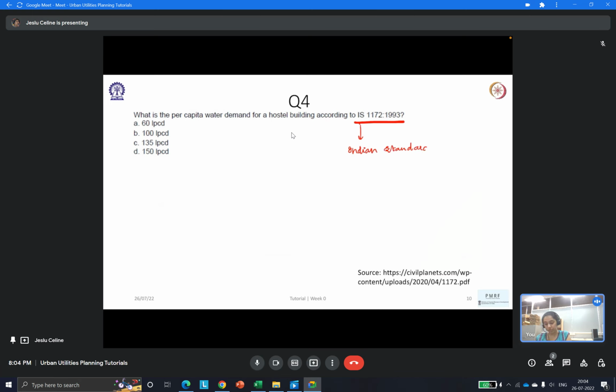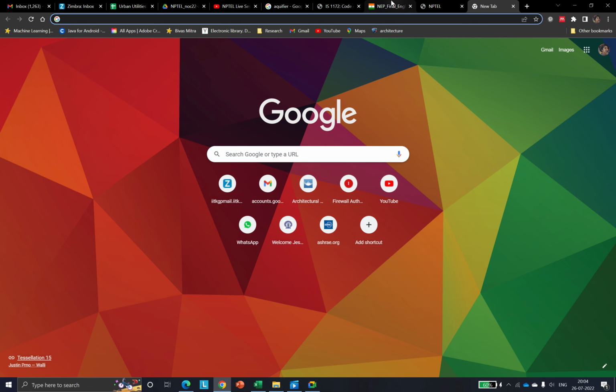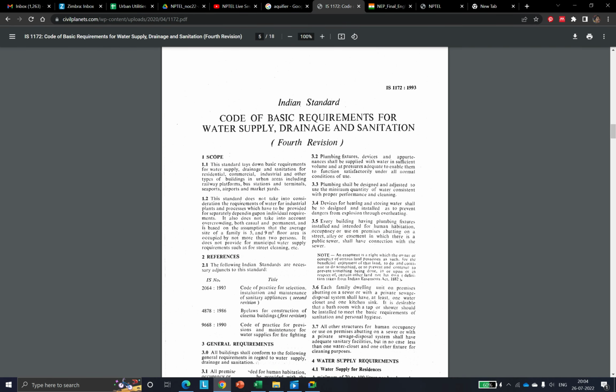we have this IS notification, and these codes are simplified versions of these standards or the requirements that need to be fulfilled in order to give a particular service out or follow a certain standard for a certain industry practice. So IS standard codes are there for materials, for joineries, and now here for water supply. So this 1172 stands for the IS standard code for basic requirements of water supply, drainage, and sanitation.